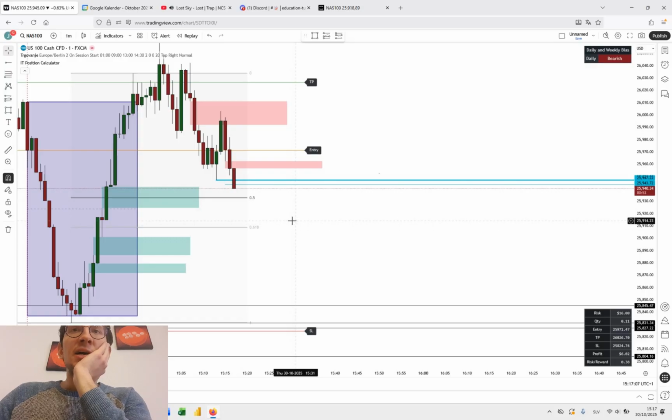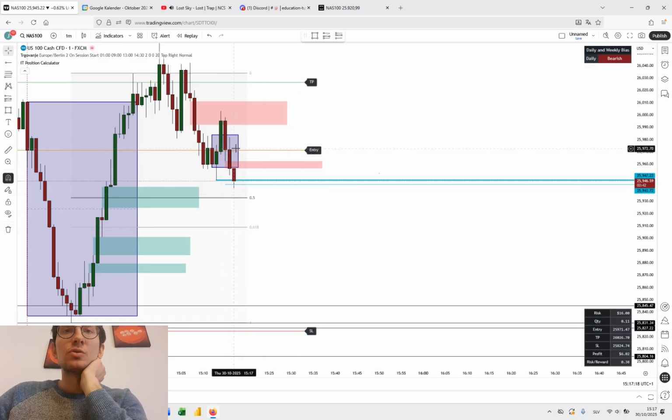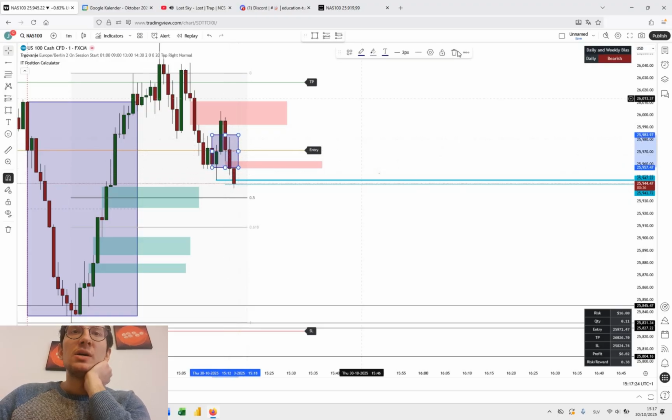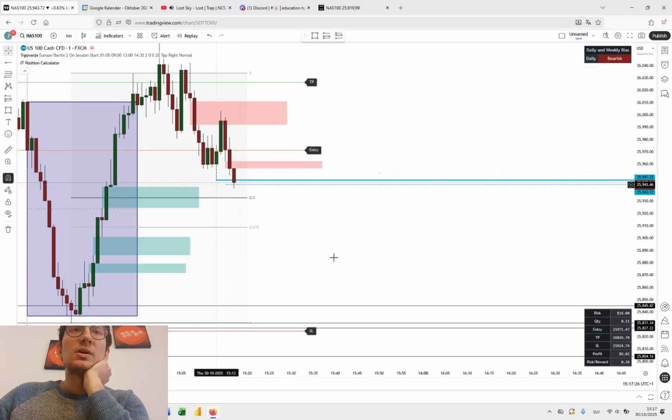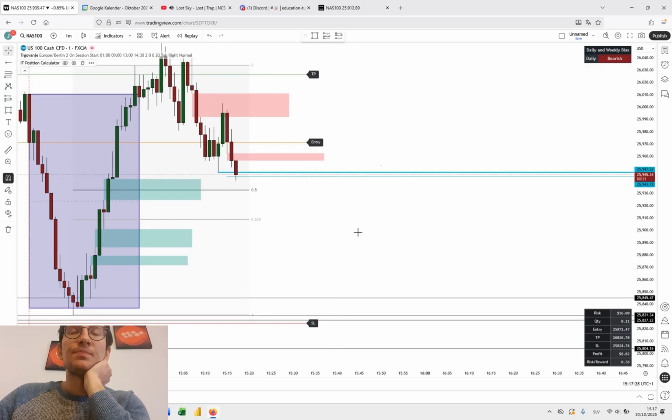Nah, nothing happened. Why? Because we broke structure and then here we had 1-minute order block, and in order for an order block to be respected, the price must not go through it, okay? And then here the price went through it, so nothing will happen with the trade so far.